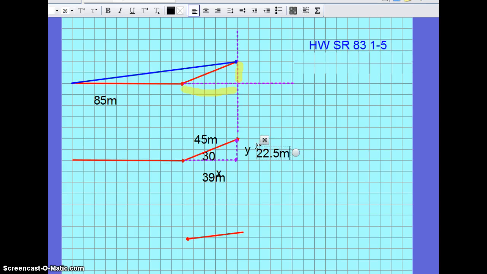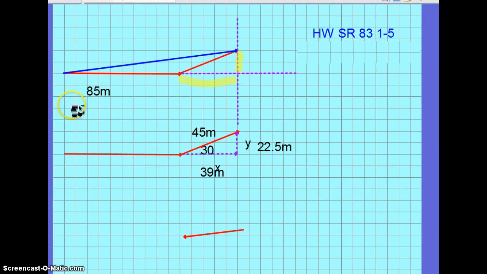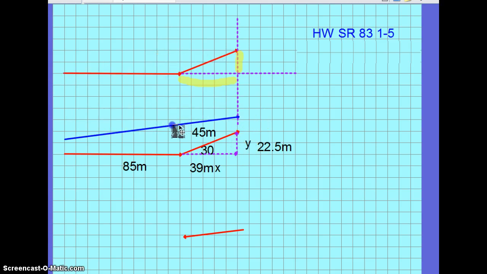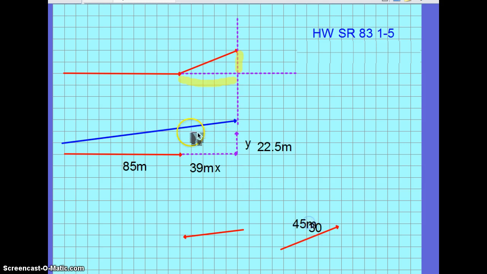Well, now I can use the Pythagorean theorem, take my 85 meters and my 39 meters, which represent the whole sideways motion here. So that's 124 meters. And my 22 meters vertically here, and that will allow me to figure out this triangle right here. So I'd use the Pythagorean theorem again. A squared plus b squared equals c squared. And it comes out to 126.